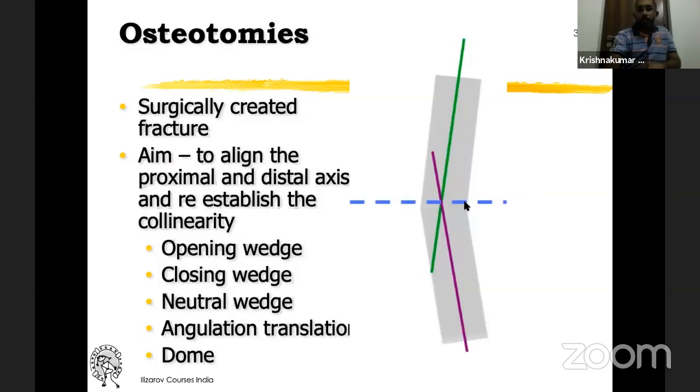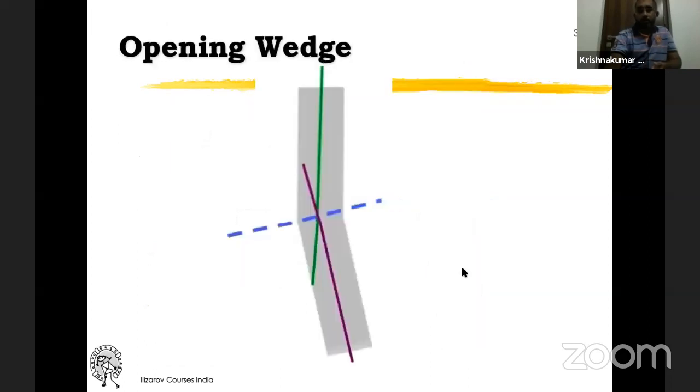Now, what is an osteotomy? An osteotomy is basically you are dividing the bone, and the aim of this osteotomy is to correct the deformity, and your ultimate aim would be aligning these two axes, that is the green line to the purple line. So the different types of osteotomies are opening wedge, closing wedge, neutral wedge, angulation translation osteotomy, and dome osteotomies. Dome is a little bit technically demanding, so we won't be discussing dome osteotomy right now.